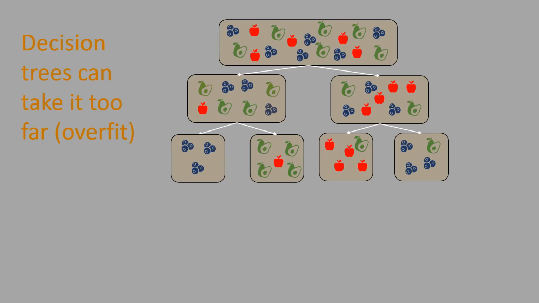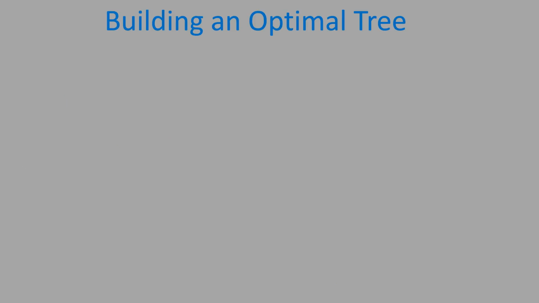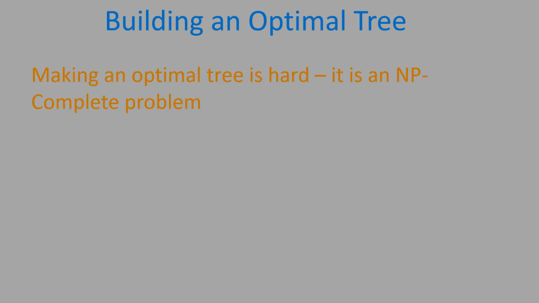As I said earlier, decision trees can overfit. Here's our original decision tree for classifying these fruit from before. The tree could have continued going until all the leaves only had one type of fruit in it, but this probably would be overfitting. Obviously, we're going to want to build the best decision tree possible, an optimal decision tree. But that's actually really hard.